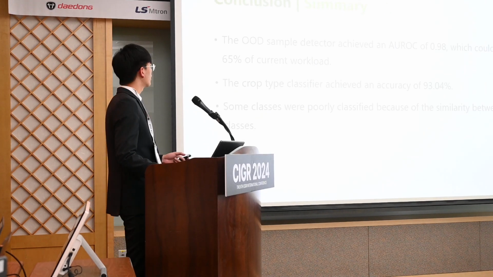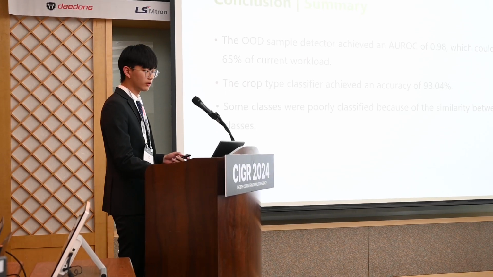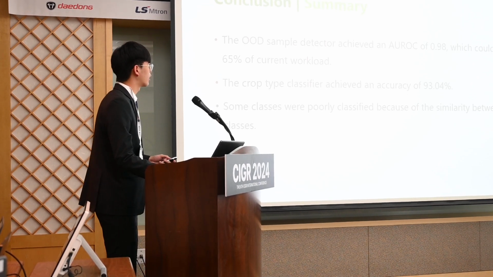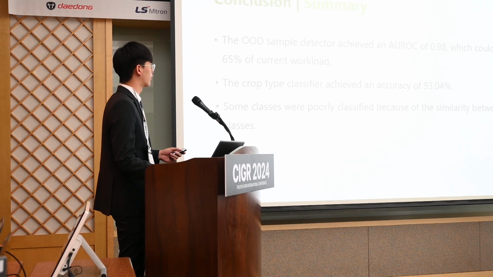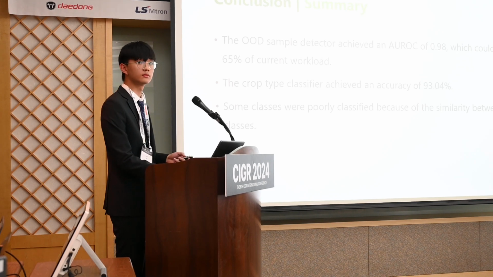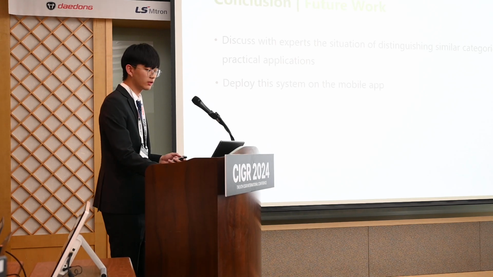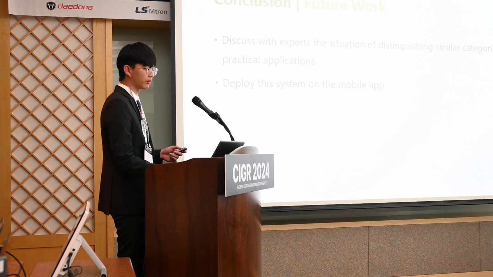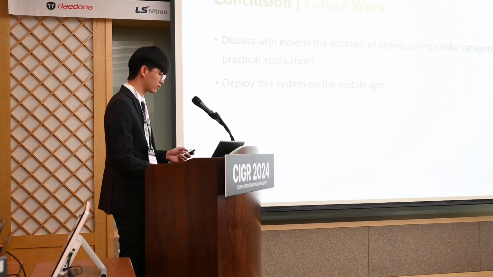In summary, the OD sample detector achieved an AUROC of 0.98, which could reduce 65% of the current workload. The crop type classifier achieved an overall accuracy of over 93%. Some classes were poorly classified because of the similarity between the classes. For my future work, I will discuss with the experts the situation of distinguishing similar crops and figure out how to deal with these classes in practical applications. Finally, I will deploy this system on a mobile app for practical use in the Taiwanese agricultural survey.